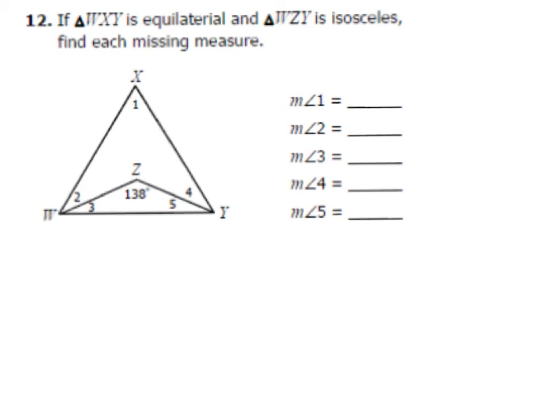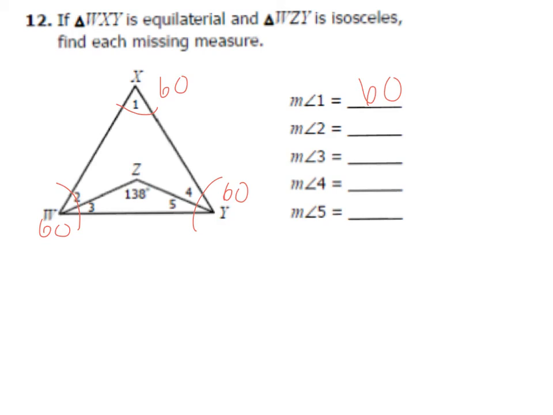If triangle WXY is an equilateral triangle and WZY is isosceles, find each missing angle. Note that you don't necessarily need to find each one of these in order. If it's an equilateral triangle, I know that all of the angles are going to equal 60. So I do know that angle 1 is 60. 2 and 3 together would give us 60, as well as 4 and 5 together would also equal 60. So in my answers, I'm going to fill out that angle 1 is 60 degrees.